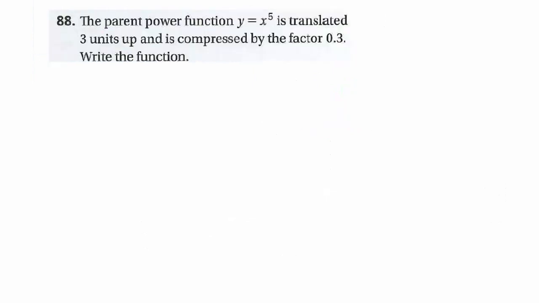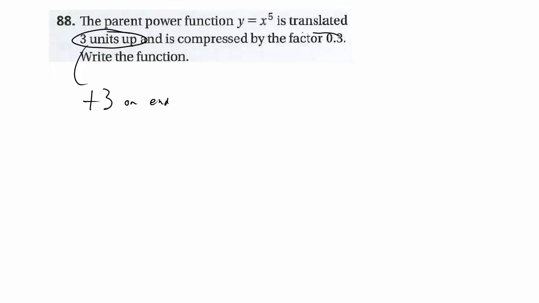All right, last one, number 88. We want to take a fifth power function, that's the parent function, and we want to translate it 3 units up. We want to compress it, which is the opposite of vertical stretch, because the number is less than 1. Instead of making it tall, it's going to make it short. So, all right, 3 units up. So think about what that is. If it's 3 units down, it would be a minus 3 on the end. So 3 units up, it's going to be a plus 3 on the end.